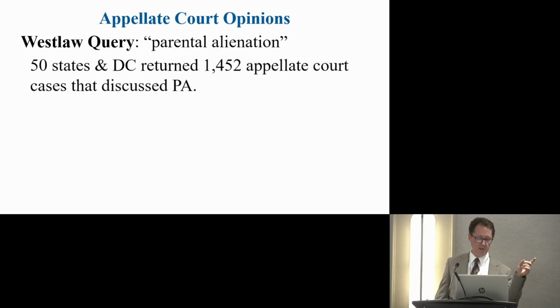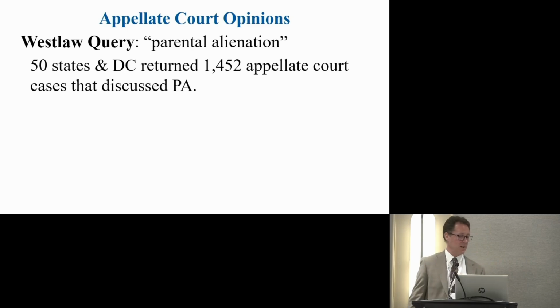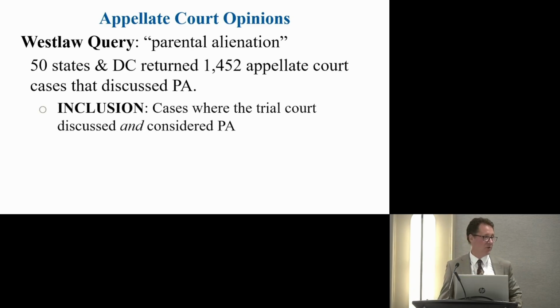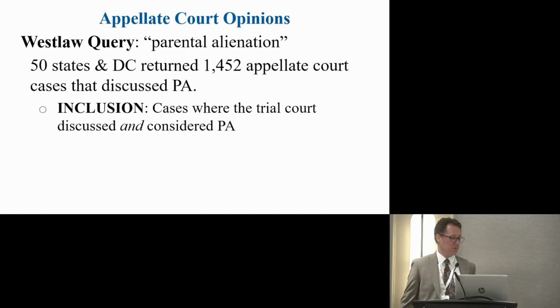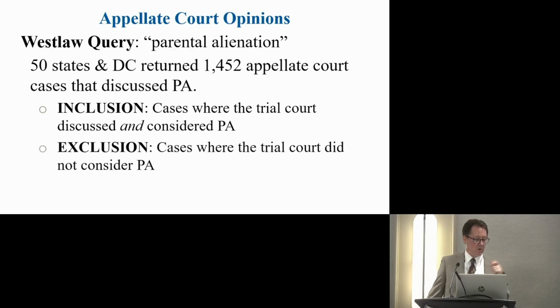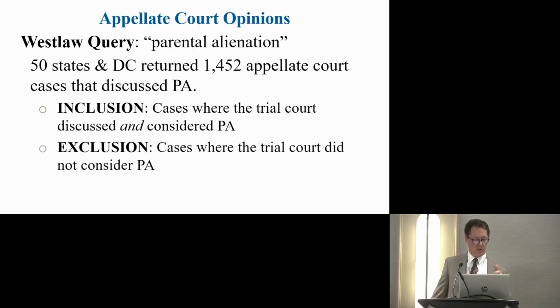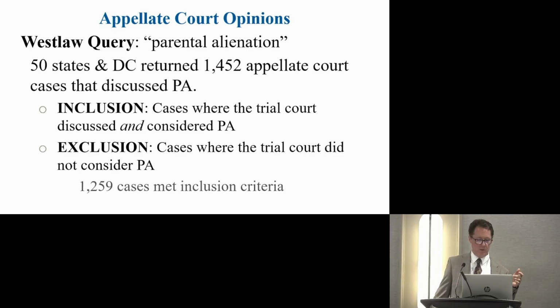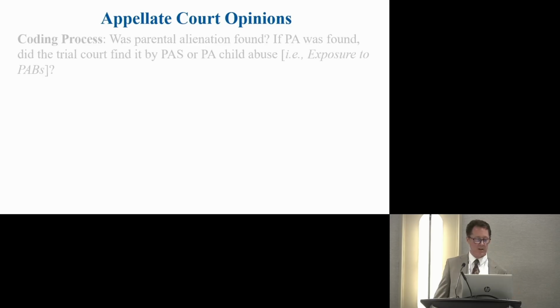The 50 states and DC returned 1,452 appellate court cases that discussed parental alienation, but our inclusion criteria were cases where the trial court not just discussed it, but considered it as a factor and made a ruling on whether or not it was in the case. Our exclusion criteria were cases where the trial court did not consider it. And so we ended up with 1,259 cases that met our inclusion criteria.